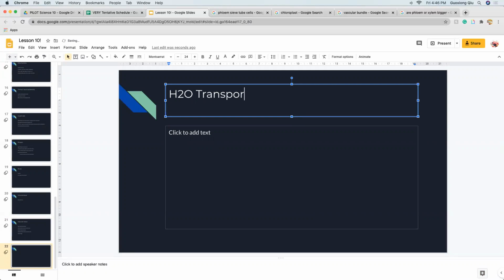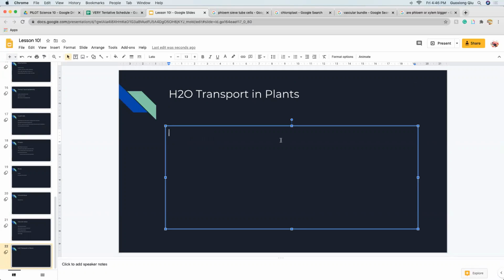H2O transport in plants. So there's more to it than just xylem. All substances transported in the plant must be dissolved in water. So if you remember, the phloem transports sugar in a sap-like consistency. That's because the sugar is dissolved in water. What are the factors that affect water transport in the plant?